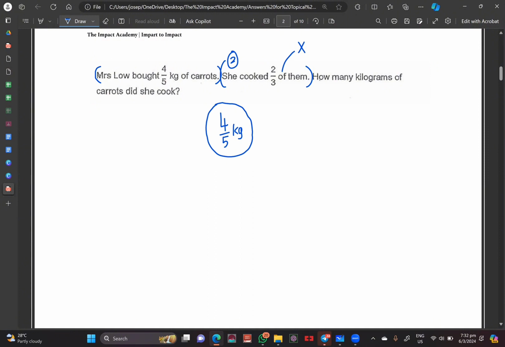Am I making sense? So she did not cook everything. She only cooked 2/3 of them. Them as in the 4/5 kg. Can you see that? Okay, so we are going to multiply. Now, I ask myself, can I cancel? Cannot, right? So numerator, numerator. 2 times 4, that gives me 8. 3 times 5, that gives me 15. So this becomes 8/15 kg. Is this something that you can understand? And therefore, the question says, how many kilograms of carrots did she cook? This is your answer for this question.